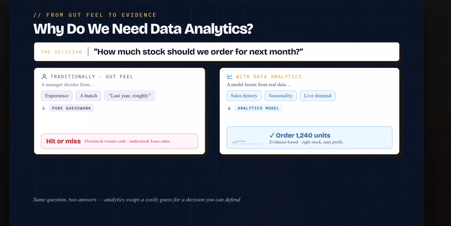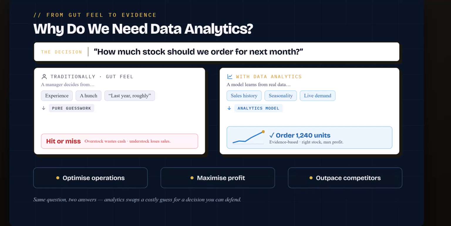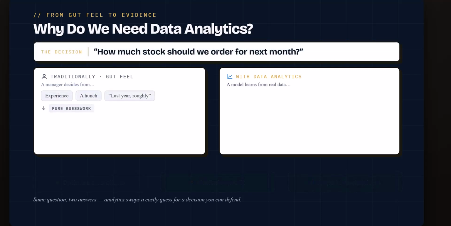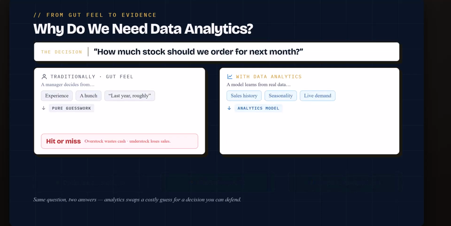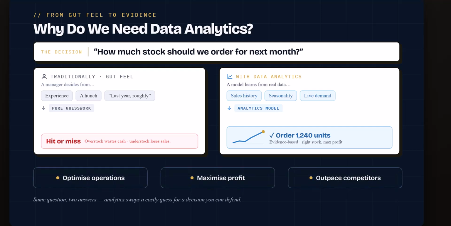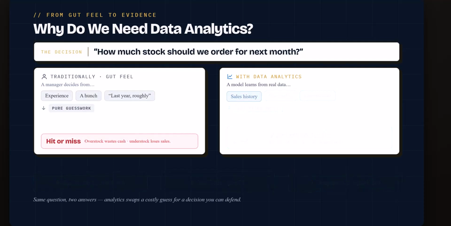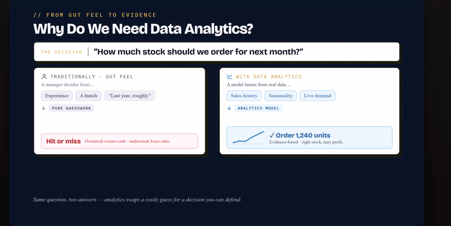All right, so now I want you to think from the traditional point of view first. Traditionally, how does a manager answer this? They basically rely on gut feel. They look at their past experience. They have a hunch about what the market is doing, or they just say, well, let's order what we ordered last year roughly. So this is purely guesswork, and guesswork is actually a hit or miss game.